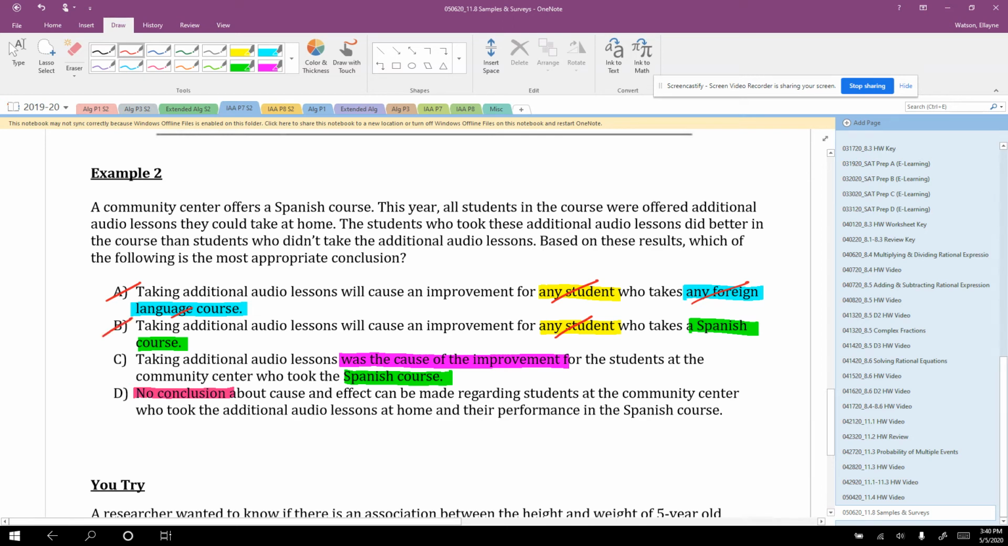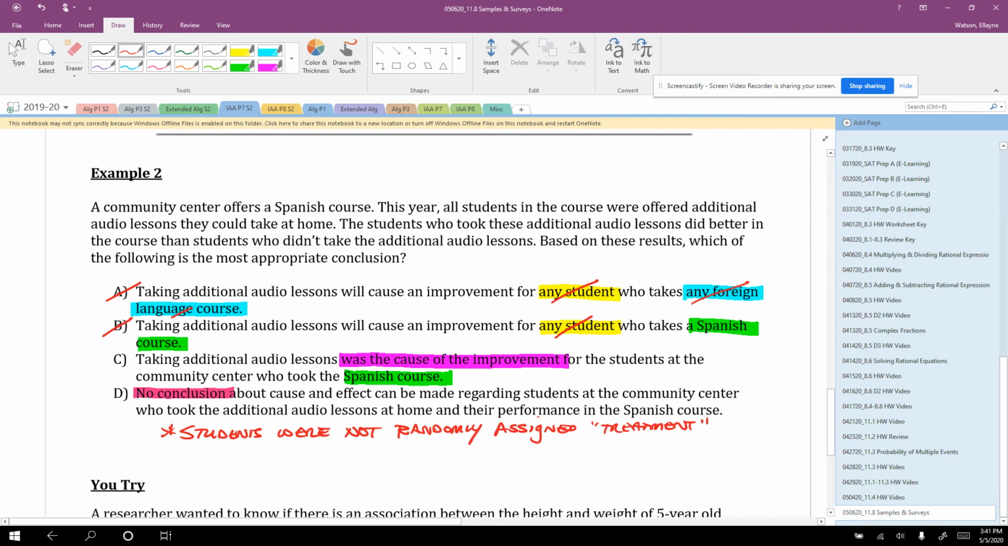All right, C says taking additional audio lessons was the cause of improvement for the students, versus D says no conclusion about cause and effect can be made. So the difference between these two is in C, students were not randomly assigned. Okay, so I'm going to make a note down here. Students were not randomly assigned treatment. And in this case, treatment is taking audio lessons.